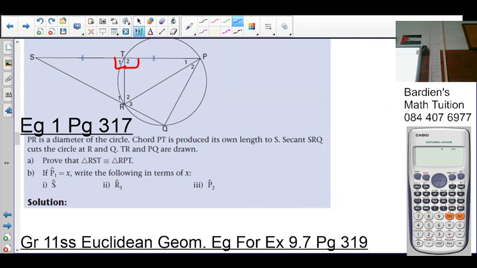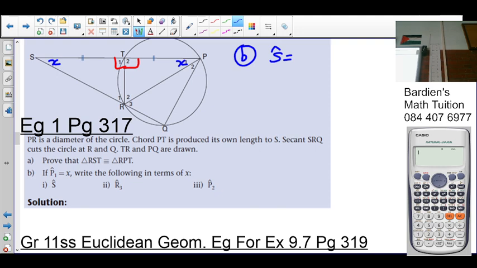Now B. In question B we are told if P1 is X. So what I do is I put the P1 there. If P1 is X, write the following in terms of X. So your angle S must have an X in it. Okay. So angle S is equal to what? X. Why? Why is angle S equal to X?